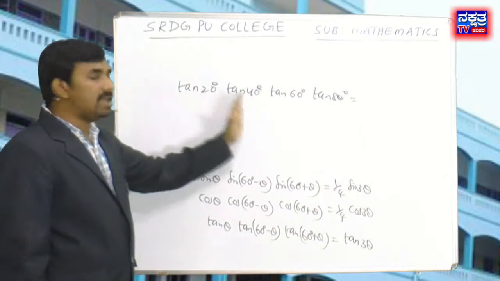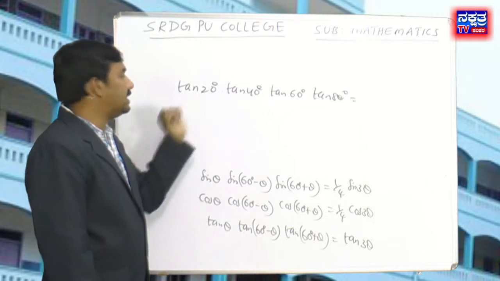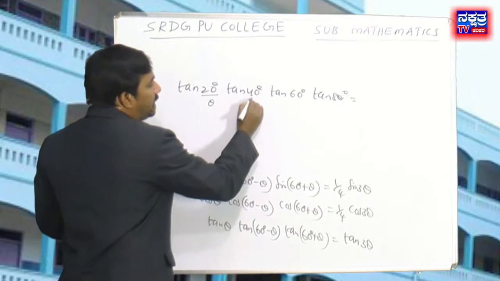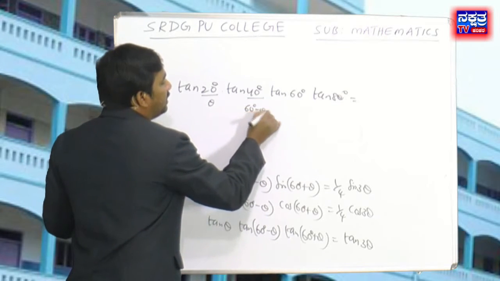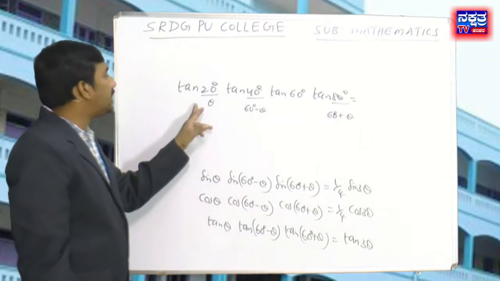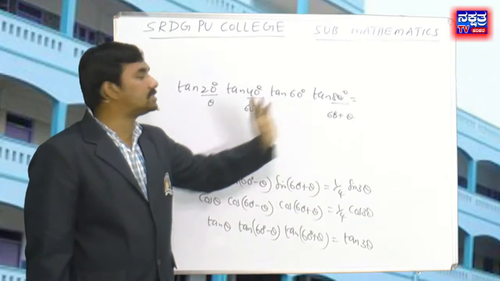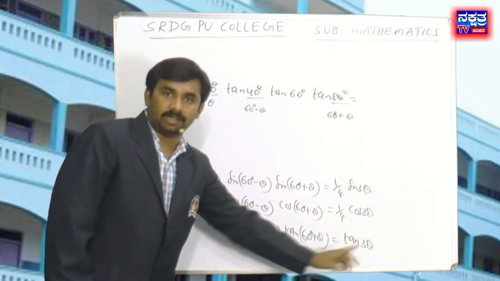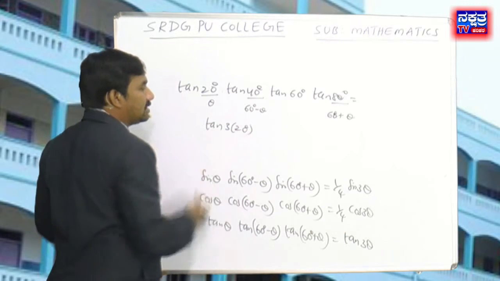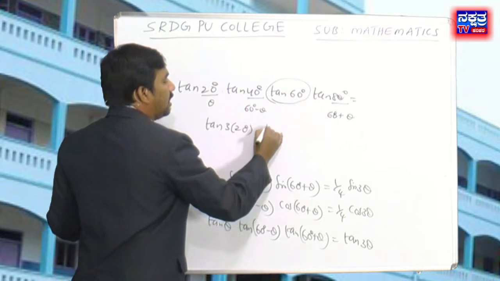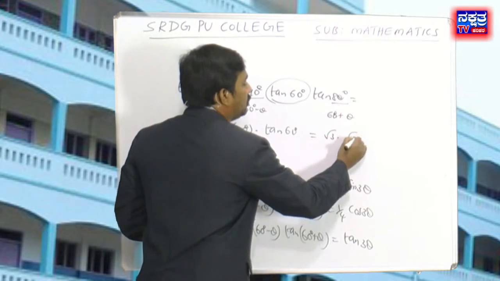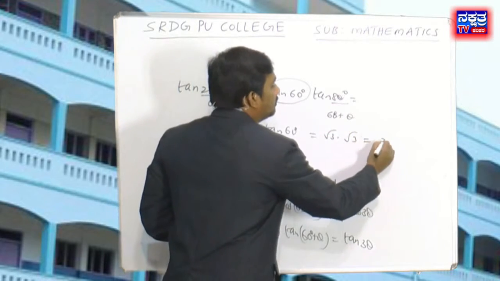Hence, what is the small angle here? 20 degrees. That we have to consider as theta. Hence, this is theta, it is 60 minus theta, it is 60 plus theta. Hence, tan theta into tan 60 minus theta into tan 60 plus theta is tan 3 theta. You can take these three terms, tan 3 into 20 degrees, into, what is the remaining angle here? Tan 60 degrees. So that equals root 3 into root 3, that equals 3.